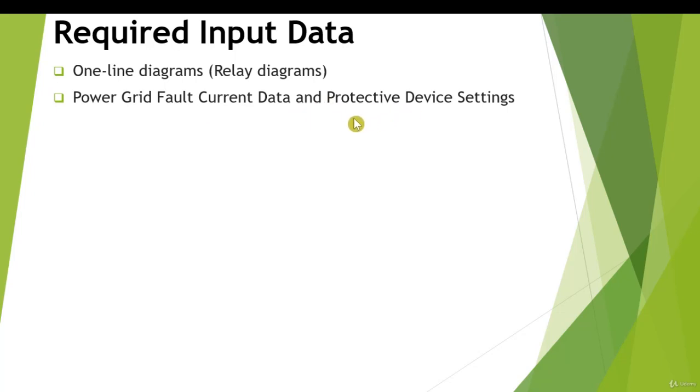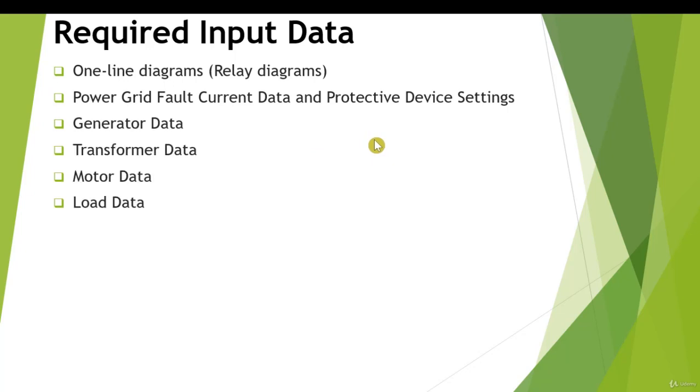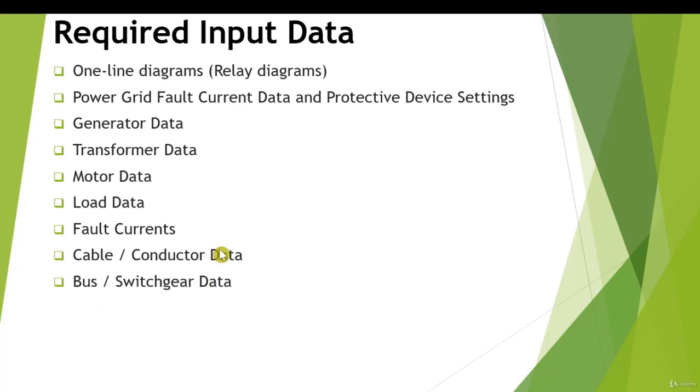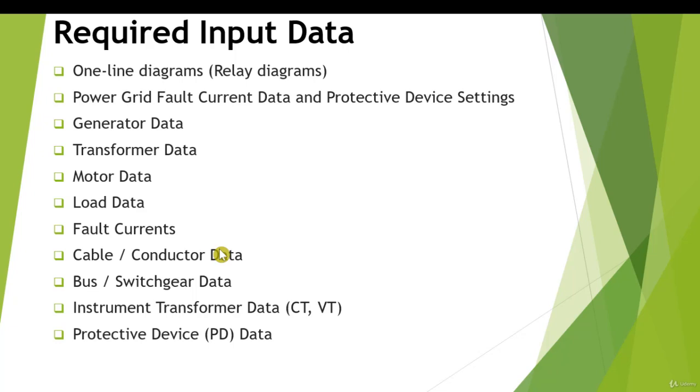settings for interface. Now, apart from this data, we require input data for various electrical equipment such as generator, transformer, motor, load, system fault currents, cable and conductor, bus or switchgear, instrument transformer, and protection device data.